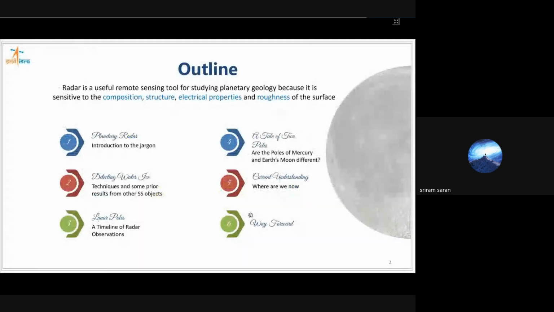This is the outline of my talk. Radar is a very useful remote sensing tool for studying planetary geology, because it is sensitive to composition in terms of the dielectric properties, the near-surface structure, and the roughness of the surface at the wavelength scale. So I will introduce a bit of radar jargon and then jump into detecting water ice using radar, like all the techniques and some prior results from ground-based radar studies.